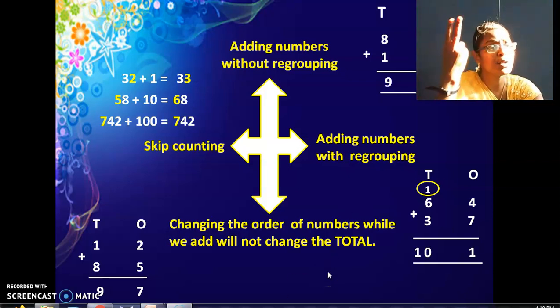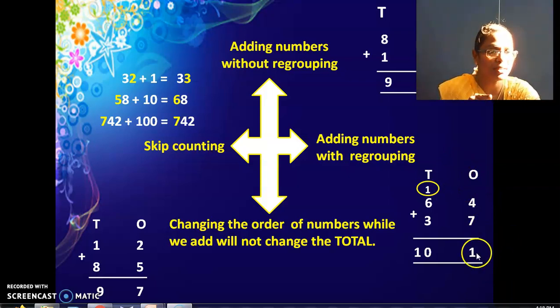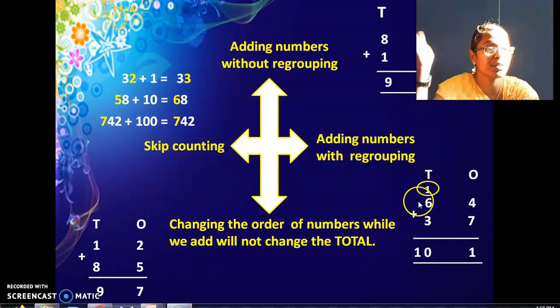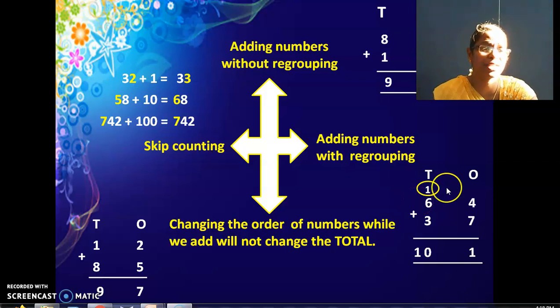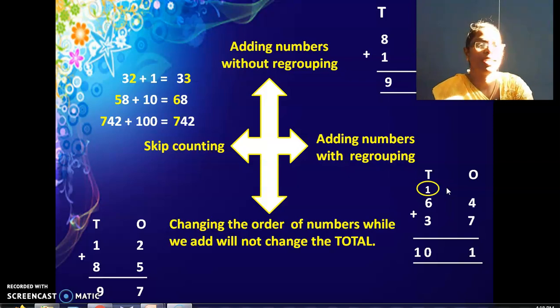I am getting a two-digit number in the ones place. So I am writing 1 and I am carrying the 1 to the tens place. So I get the answer as 11. What is the answer? 11. So 1 in the ones place and this 10 is taken towards the tens place.